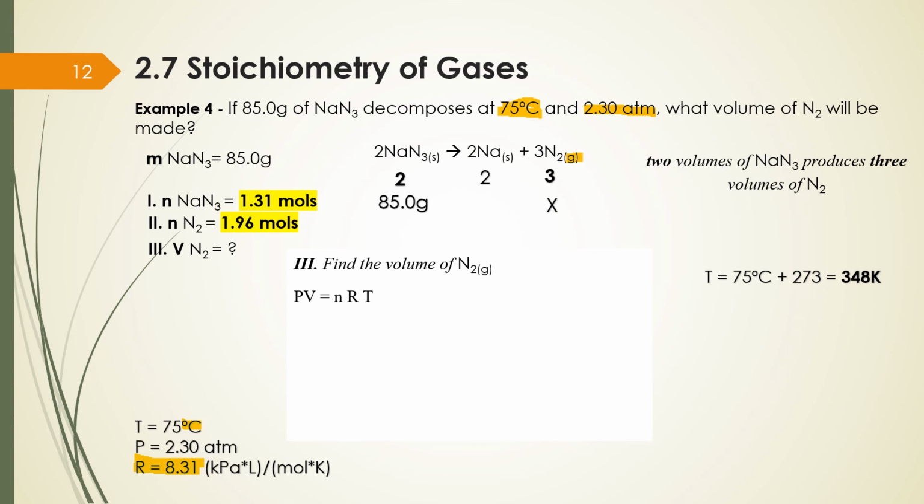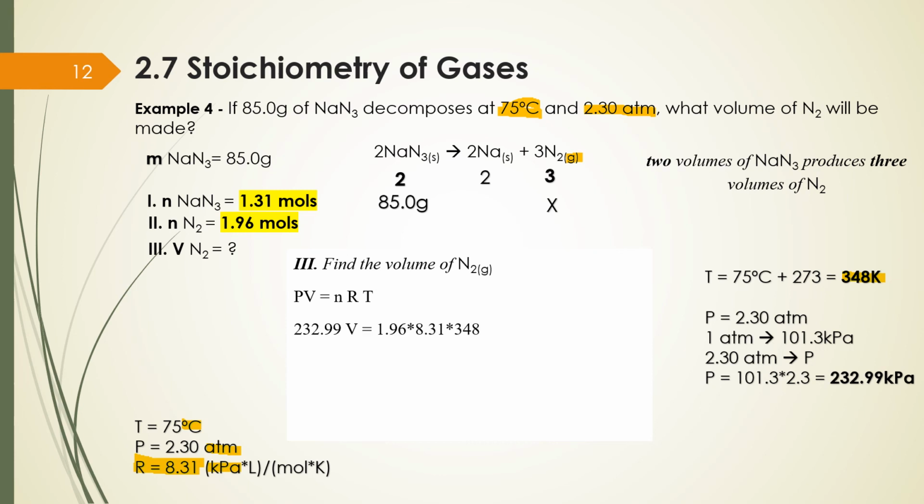So 75 plus 273 is 348 Kelvin. And the pressure, it was given in ATM. Can I use ATM? No. If you don't remember, you can look at the units of the constant here. So I need to use kilopascals. How do I convert? 1 ATM is 101.3 kilopascals. So 2.3 ATM is going to be 232.99 kilopascals. Okay? Now I can use the formula.